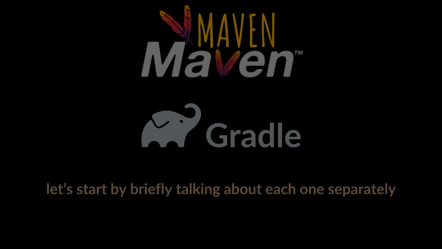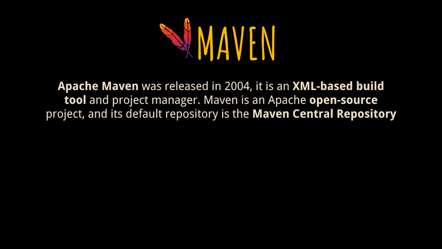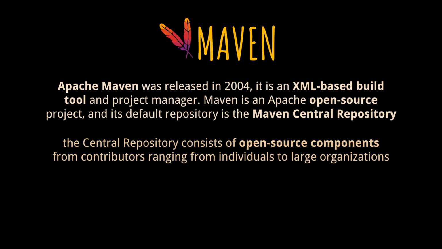Maven, or Apache Maven, was released in 2004 as an improvement to Apache Ant. It is an XML-based build tool and project manager. Maven is an Apache open source project. Its default repository is the Maven Central Repository. The central repository consists of open source components from contributors ranging from individual developers to large organizations.